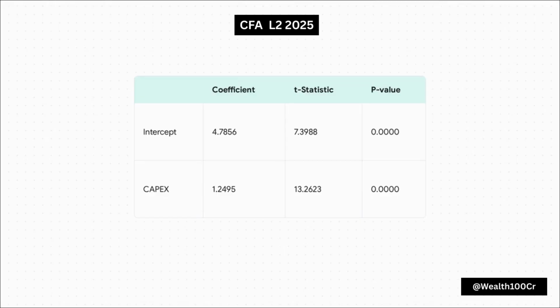Okay, so how do we actually read the results? Let's look at this output here. We're trying to explain a company's return on assets, or ROA. Now look at the coefficient for CapEx, that's capital expenditures. It's 1.2495. So what does that mean? It tells us that for every $1 increase in CapEx, we expect ROA to go up by about 1.25 units. And here's the key part. That's assuming all the other factors in our model are held perfectly still. See? We're isolating the impact of each individual driver.